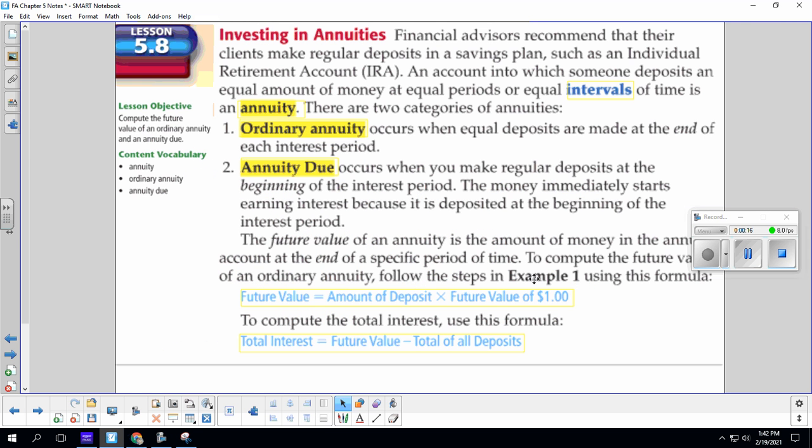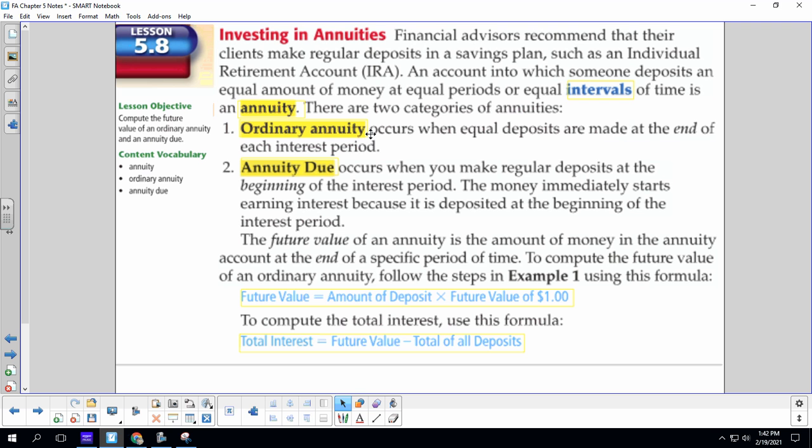All right, this session we're going to talk about 5-8, investing in annuities. Financial advisors recommend that their clients make regular deposits into a savings plan, such as an individual retirement account, or an IRA. An account into which someone deposits an equal amount of money at equal intervals of time is an annuity.